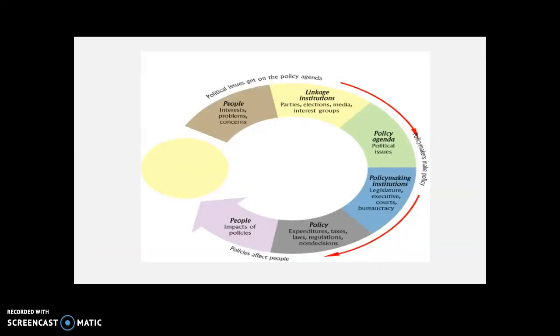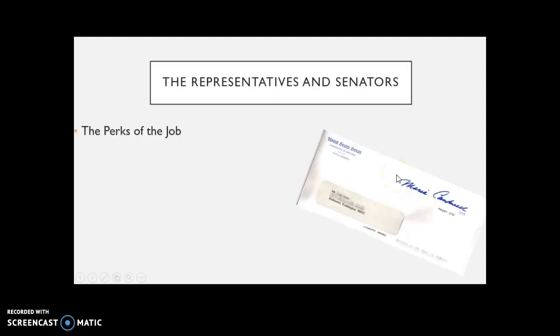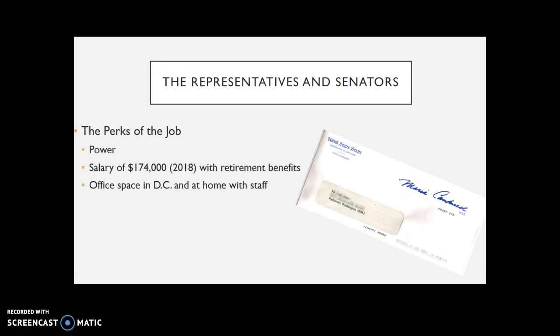But again, when we look at this chart here, you see that the people, in terms of relaying their interests, their problems, concerns, do so through elections, and in particular the election of who's going to make up eventually the legislature, which is, of course, the policy-making institution. So some of the perks of the job, you don't really need to know this for the AP Gov exam, but again, just some background information here.